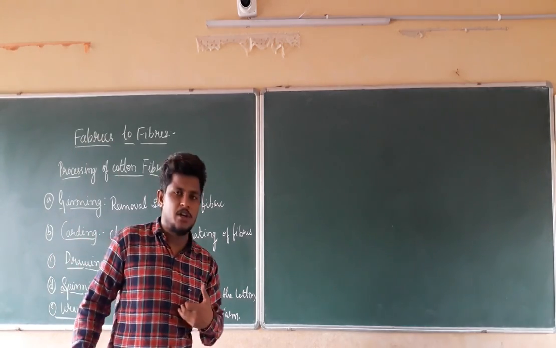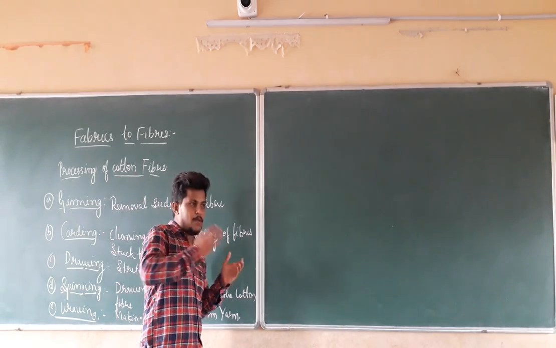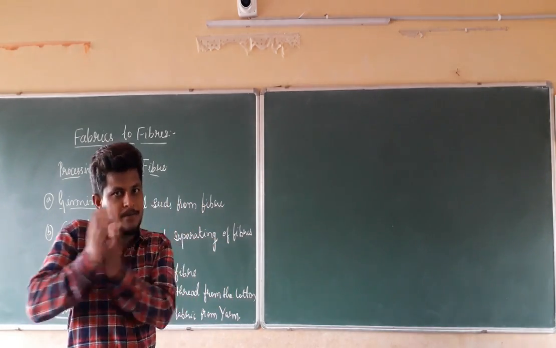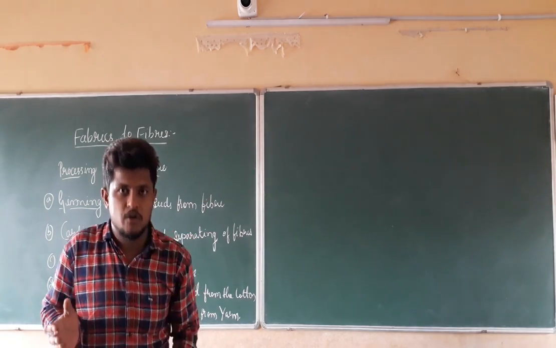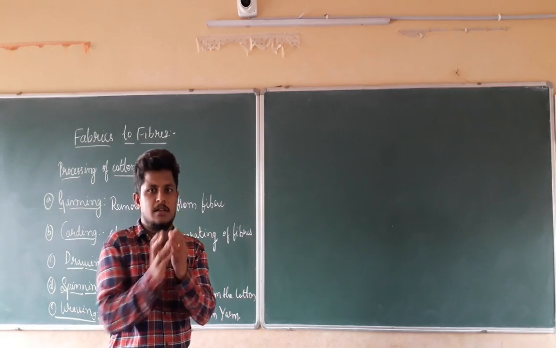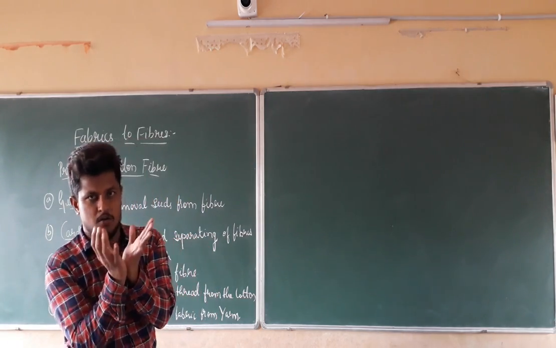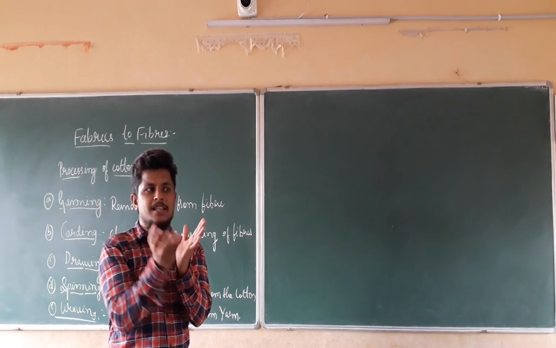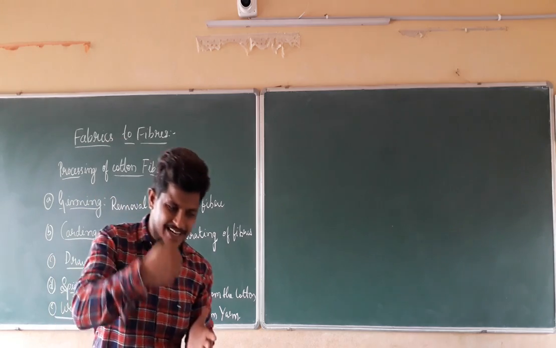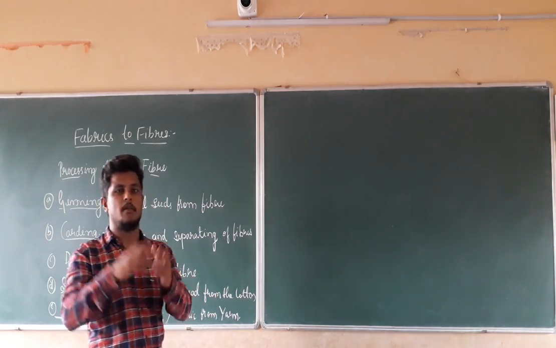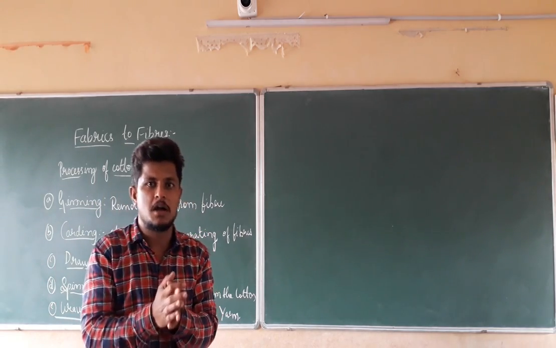Right? After the maturity, when that cotton plant becomes mature, as we discussed in the previous class, the cotton fruit is going to burst out. When it bursts out, the cotton fiber which is present inside the fruit is going to come out.